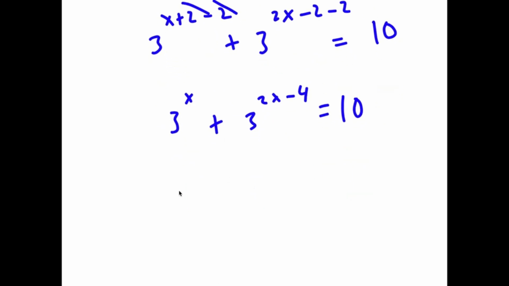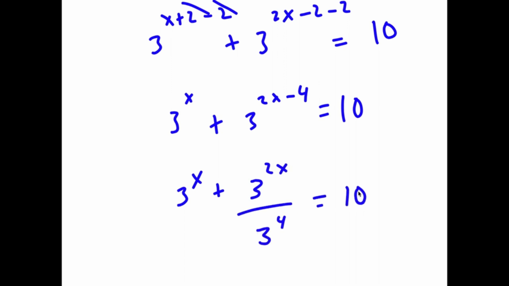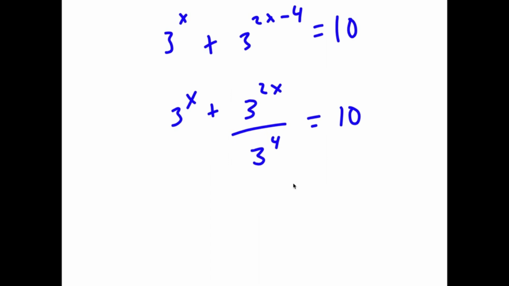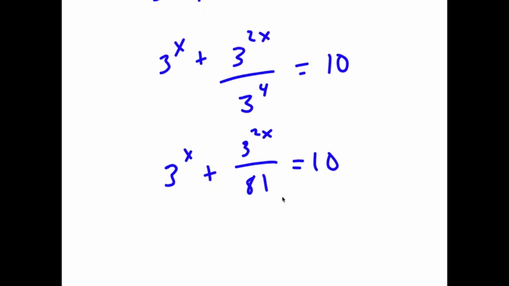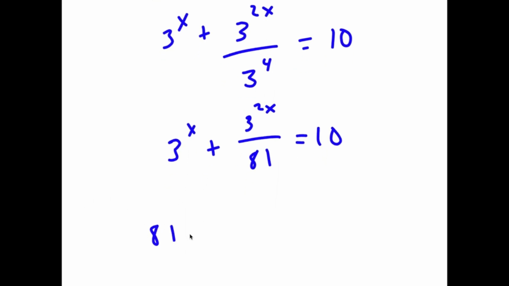Now, 3 to the power of 2x minus 4, that's the same thing as 3 to the power of 2x over 3 to the power of 4. And 3 to the power of 4 is 81, so I have 3 to the power of x plus 3 to the power of 2x over 81 is equal to 10. Now, I'm going to multiply both sides with 81. So now I'm going to have 81 times 3 to the power of x plus 3 to the power of 2x is equal to 810.